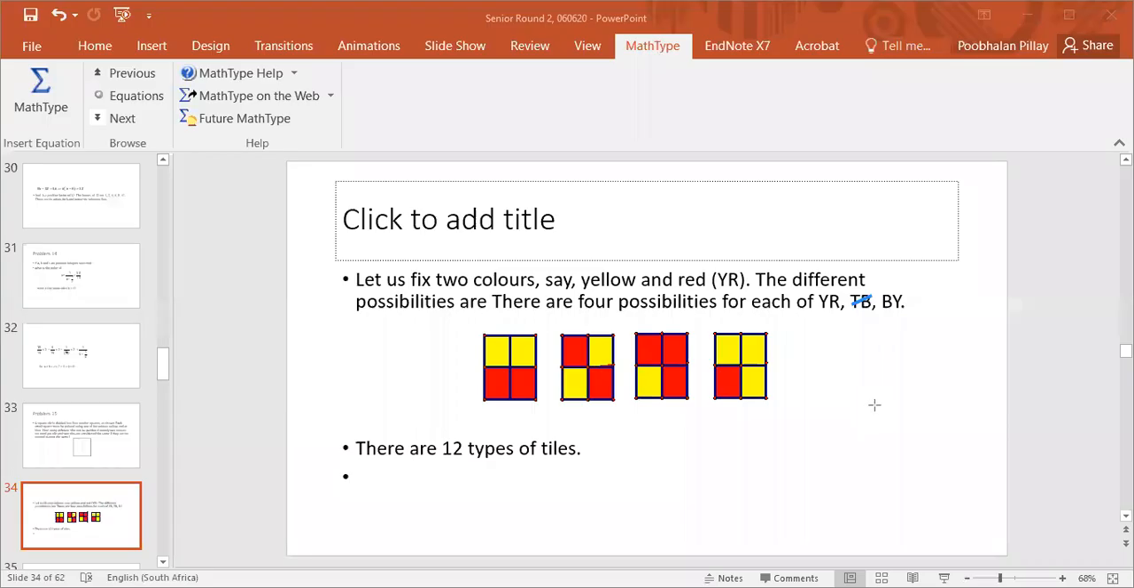I must correct that some other time. Okay, so therefore, there are 3 possibilities there. Each one has got 4 configurations, and altogether there are 12 types of tiles.